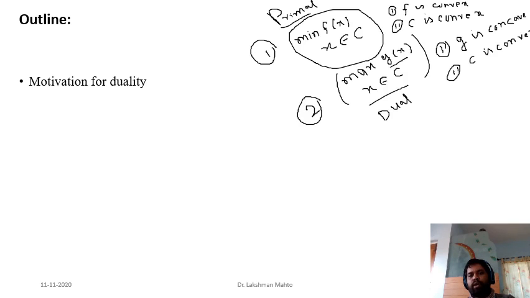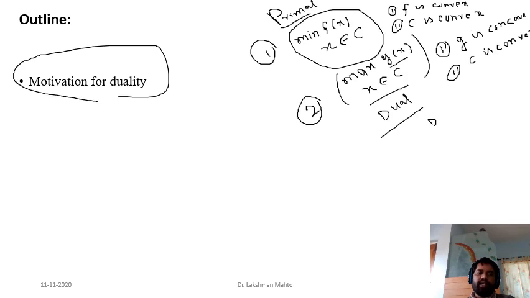Dual problem, we are calling it. Generally we denote this dual problem simply by the short letter D, or you can write it as dual as well. First, in today's lecture I will talk about the motivation of duality. Why are we studying duality? The motivation for Lagrange duality.